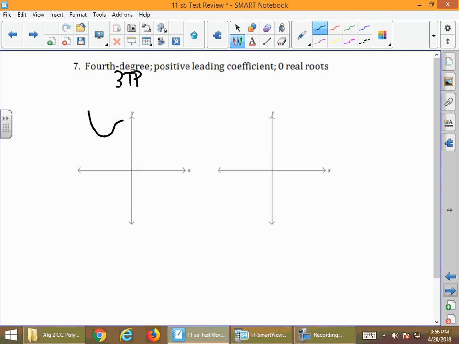So 1, 2, 3 turning points. So let's check. 1 turning point, 2 turning points, 3 turning points. We finished to the right going up towards positive infinity, and we never touched the x-axis. And it turns out that we cannot draw another picture like that.